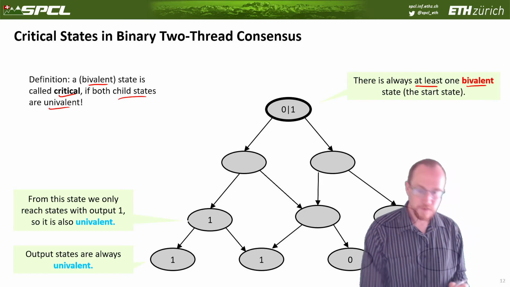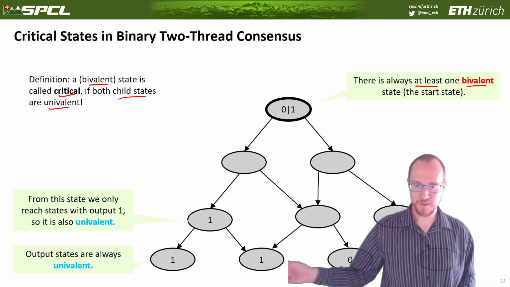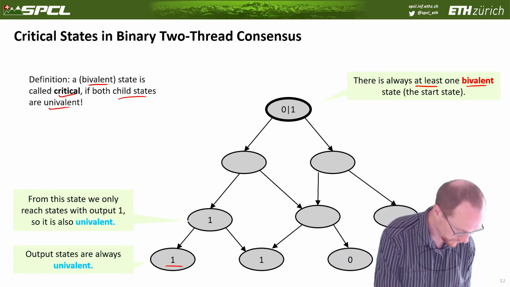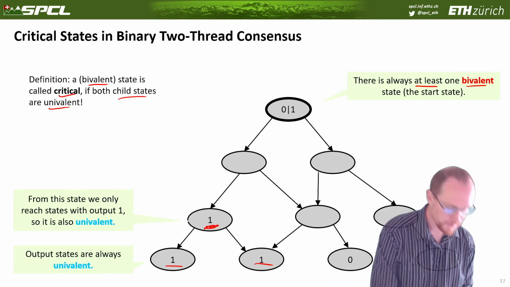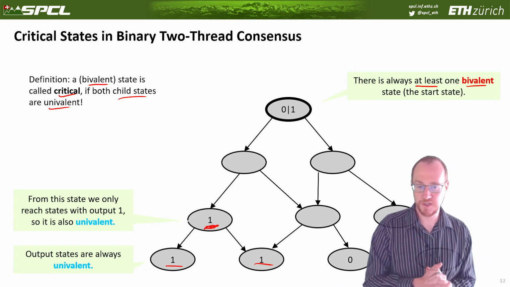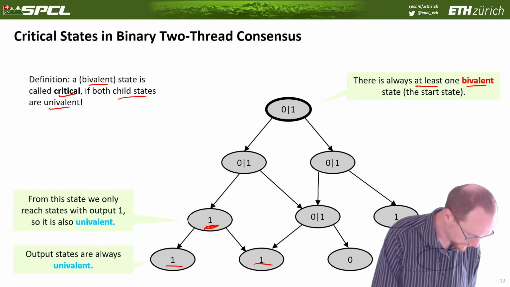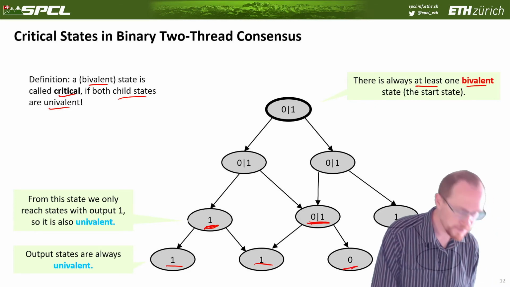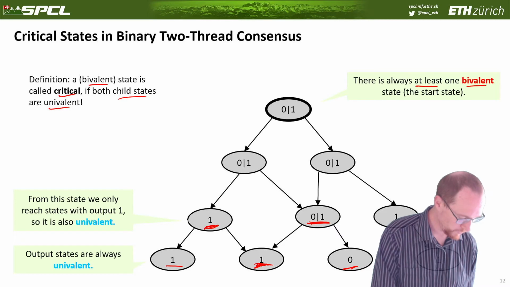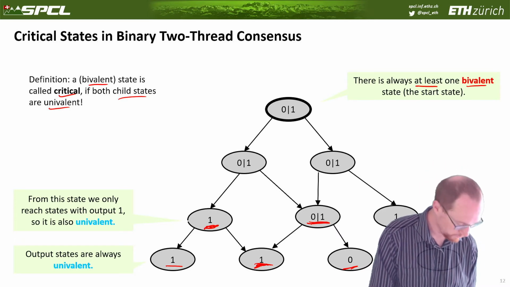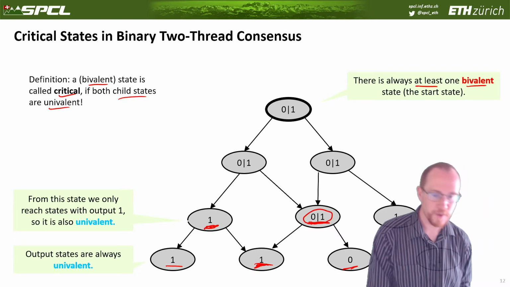So, for example, if we go backwards, if we have these 2 states here, it's like 1, 1, it's pretty clear that if I'm here, I've already made a decision because there's no different outcome. So even that parent state is univalent. Okay? But now if I'm looking at this state, for example, I could either decide 0 or I could decide 1, depending on which thread moves. Which means this state is still bivalent.